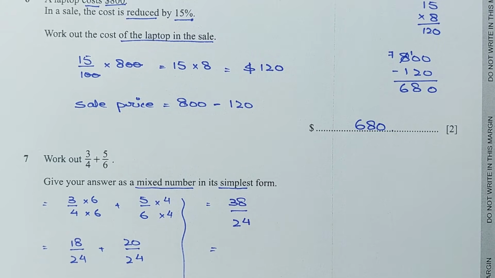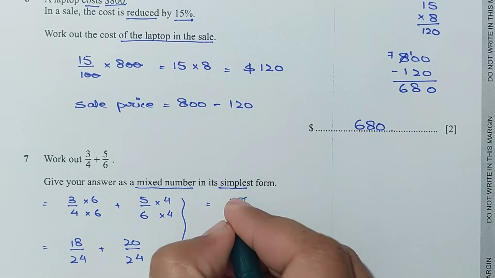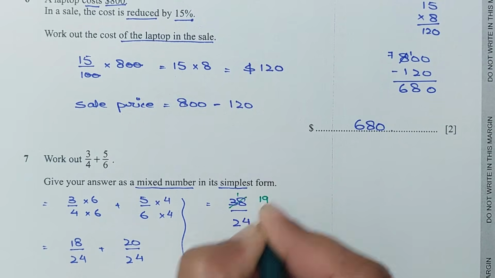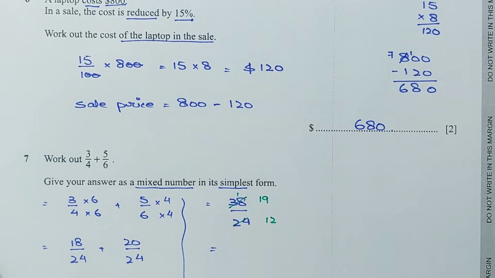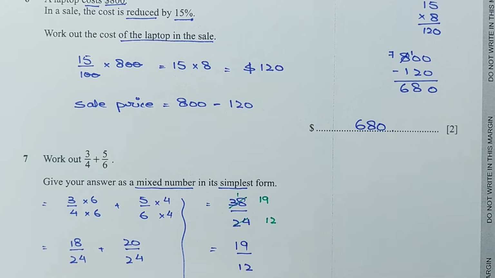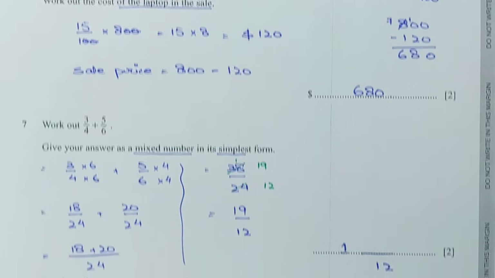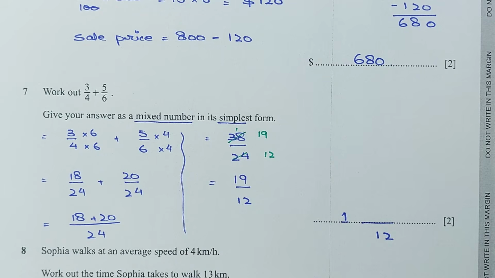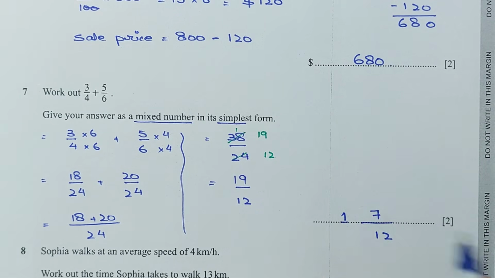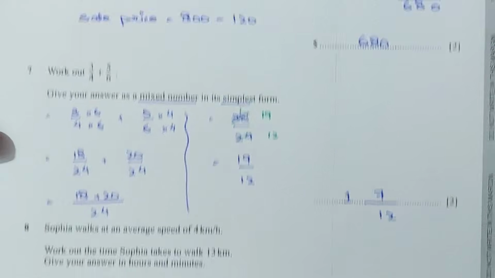We can cancel it out by the 2 times table. 2 times 1 is 2, 2 times 9 is 18, 2 times 1 is 2, 2 times 2 is 4. So the simplest form is 19 over 12. Now as a mixed number, 12 times 1 is 12, and what do we add to 12 to make 19? 13, 14, 15, 16, 17, 18, 19. So 7 is added. So this is the answer as a mixed number in its simplest form.